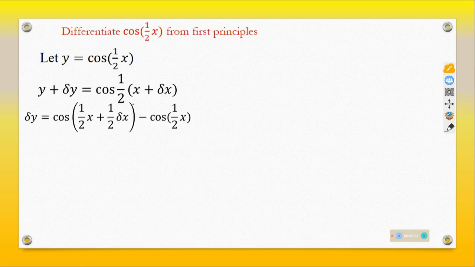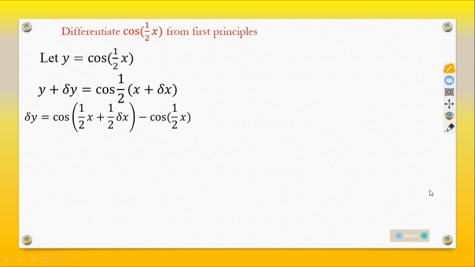So it means we shall have delta y equal to cos, simply multiplying this half inside, of a half of x plus a half delta x, then minus cos of a half of x. You need to recall that this is now an expression that will bring us to what we call the factor formula.